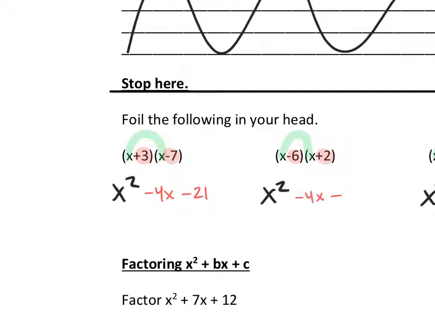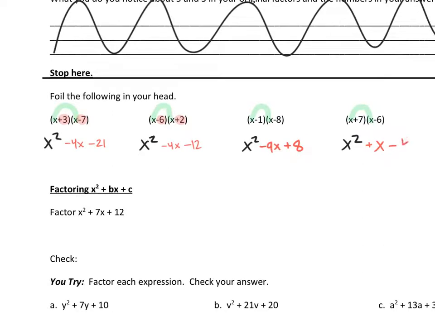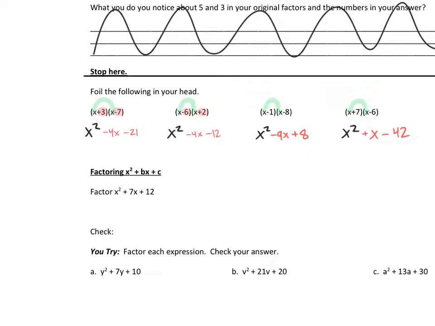Negative 6 times 2 is a negative 12. On this one, we get a negative 9x plus 8. And on this final one, we get a plus 1x minus 42. So that's the special relationship that exists amongst factors.